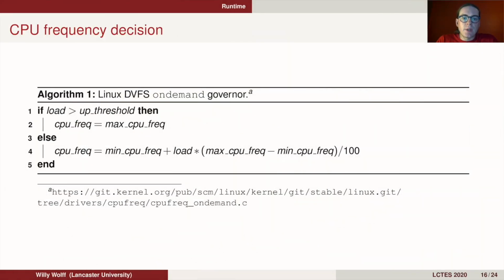So, now that we have a model, let's use it. Under Linux, the kernel uses dynamic voltage and frequency scaling to manage CPU frequencies. We have implemented our approach on top of the on-demand governor, which is a standard governor used on many Linux distributions. This governor uses a load metric which describes how busy the CPU is.